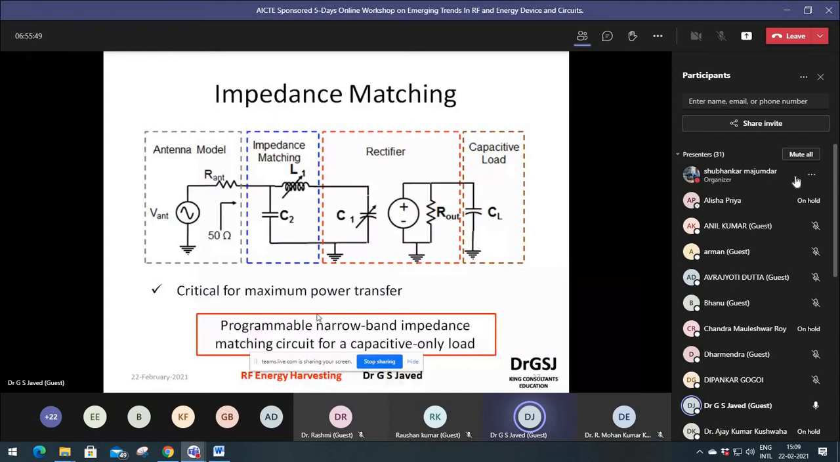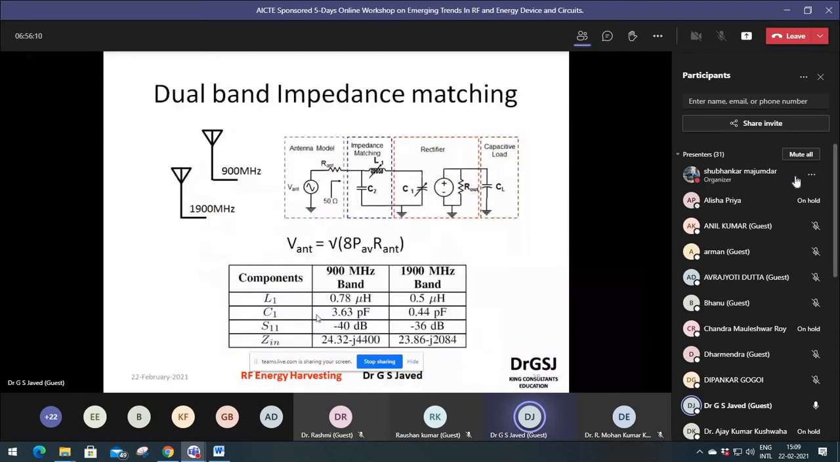So in this particular circuit, we will talk about a programmable narrowband impedance matching circuit for a capacitive load only. The way we did it, an impedance matching circuit using L1, C2 and C1 was constructed, and this was used to tune for the various frequencies that we were targeting. Now, why did we need tuning? The reason we needed tuning was because we were targeting 2 bands of operation, typically called multi-band operation. In this particular case, since we are working at 900 and 1900 megahertz, we used it.